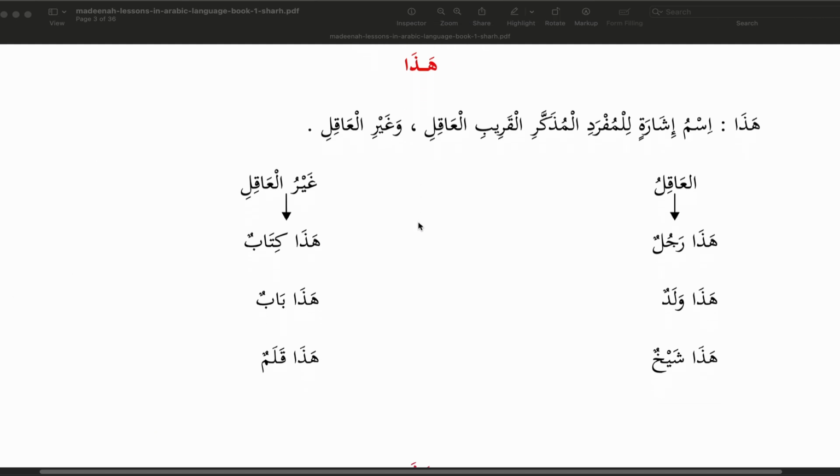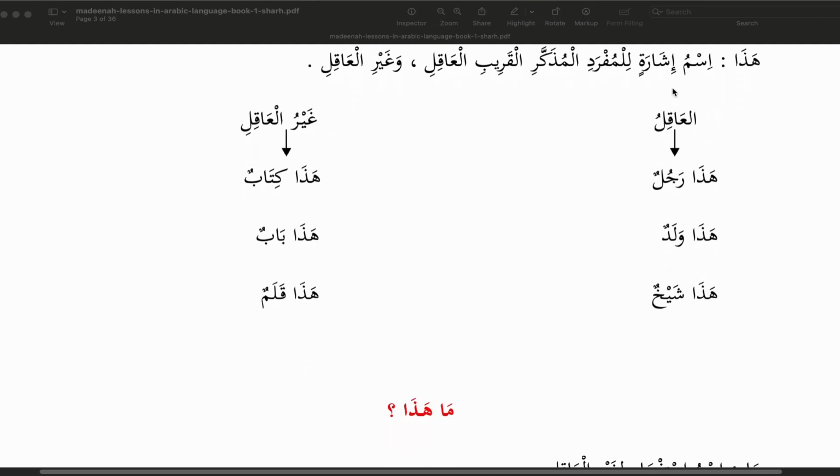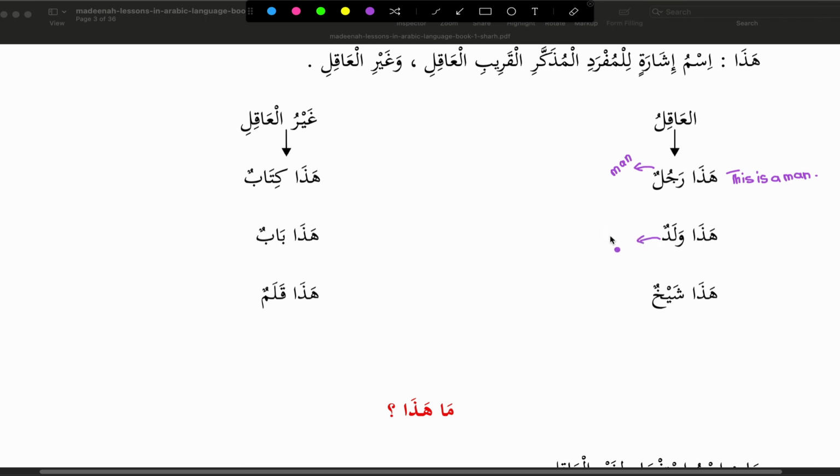Now they give us examples. العاقل, for example, هذا رجل. رجل means man. So هذا رجل, this is a man. وهذا ولد, this is a boy. ولد means boy. هذا شيخ, this is a sheikh, which can be translated as an old man or like an Islamic scholar.